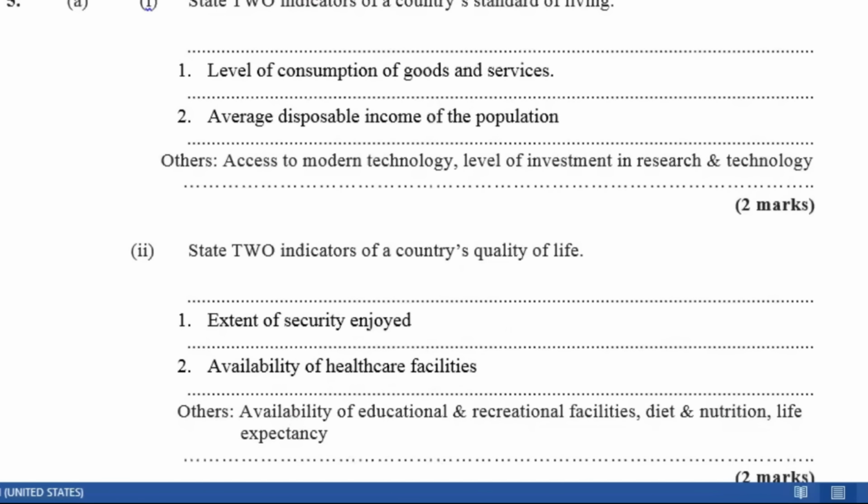Availability of healthcare facilities. Is there a good healthcare system in place, where you basically can go to a hospital or to a clinic to get treatment for just about any kind of sickness? That is important as well. And when people are sick, they can't enjoy their life. All right, so there are some other indicators like availability of educational and recreational facilities, and diet and nutrition, and life expectancy. Those are some indicators of a country's quality of life.